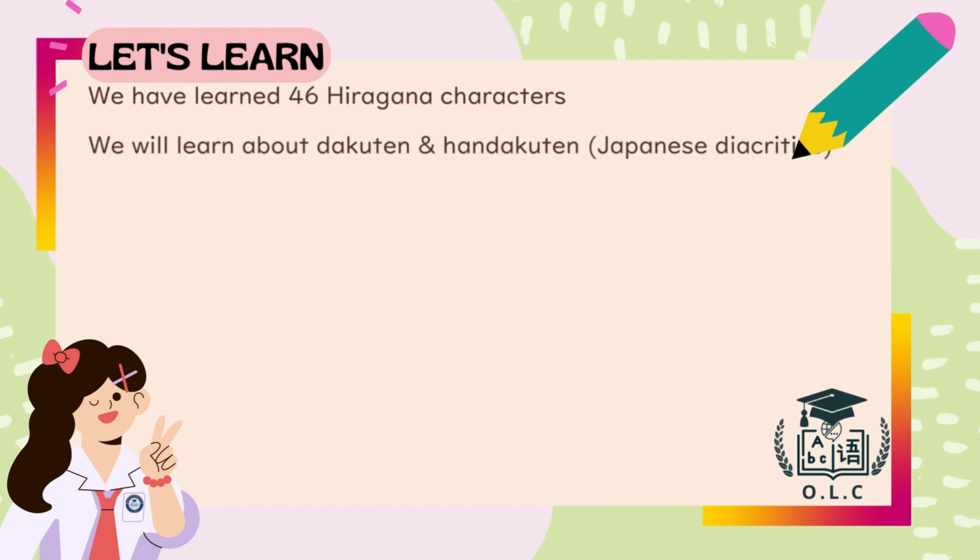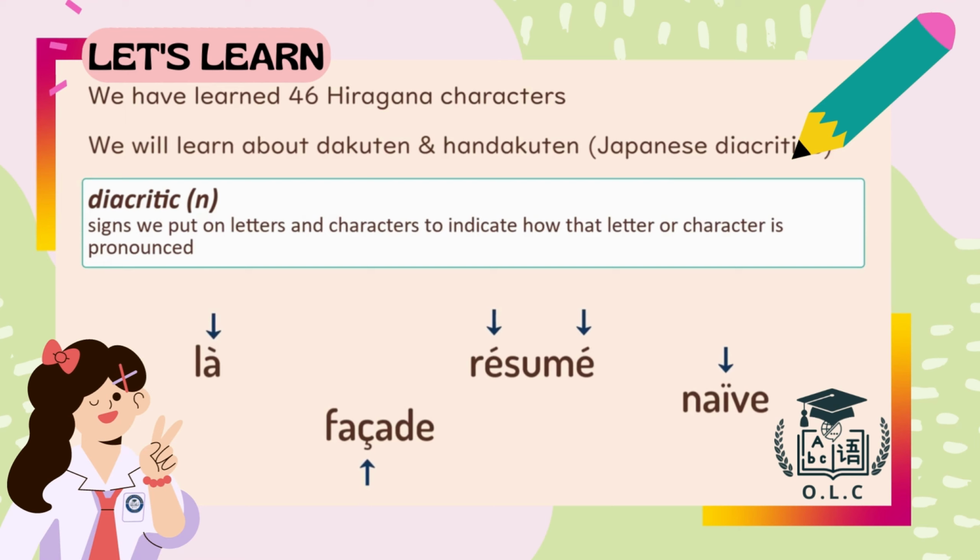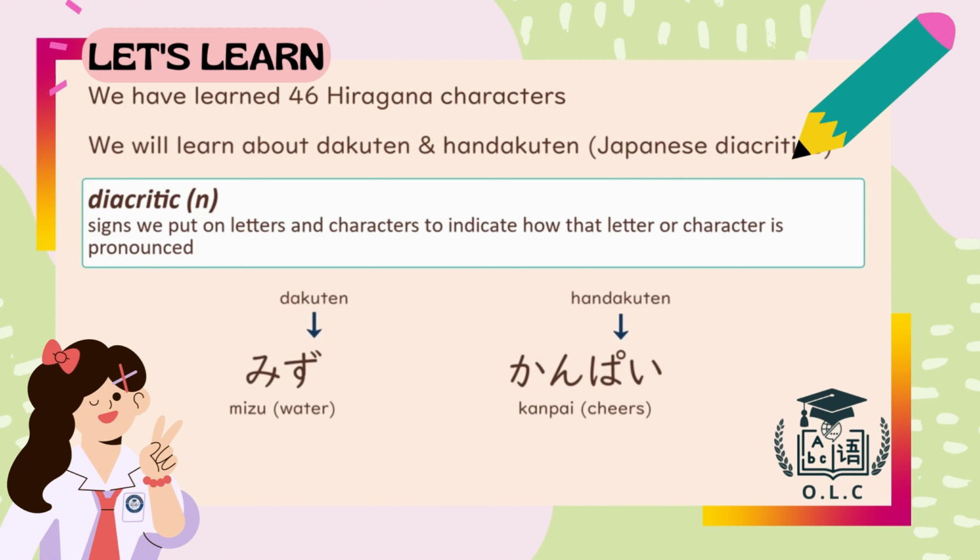Now, dakuten and handakuten are essentially diacritics, which are signs we put on letters and characters to indicate how that letter or character is pronounced. Many other languages also have diacritics, and dakuten and handakuten are forms of Japanese diacritics. We've actually come across them already, as some of the words in our review lessons use these diacritics.